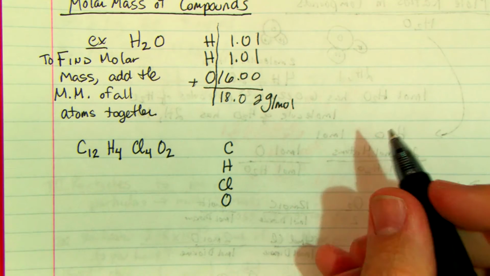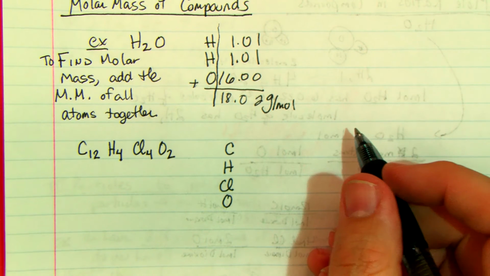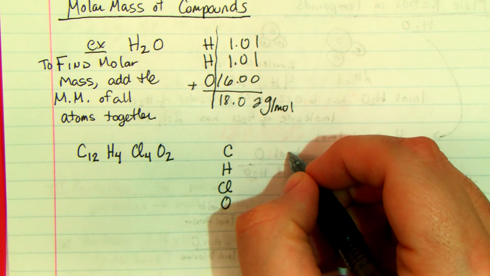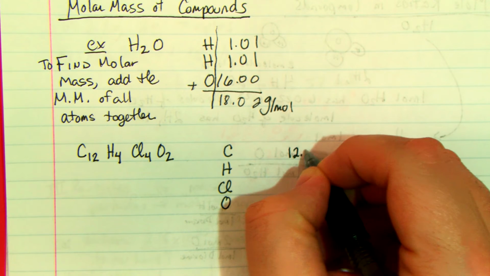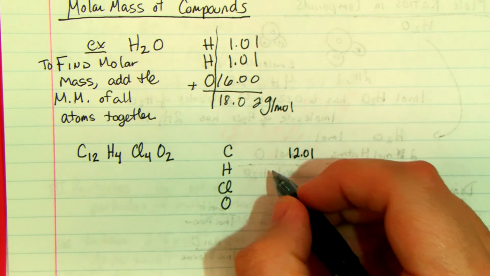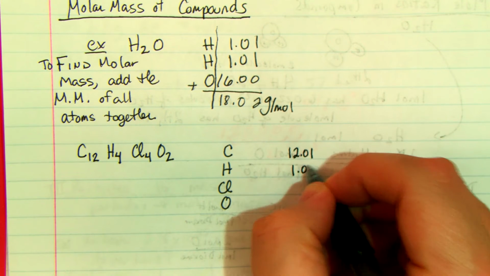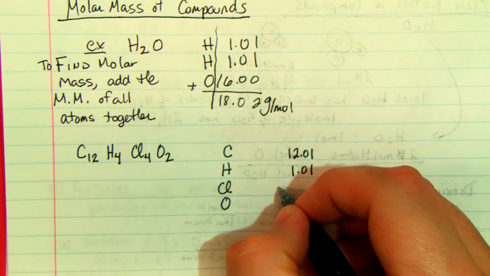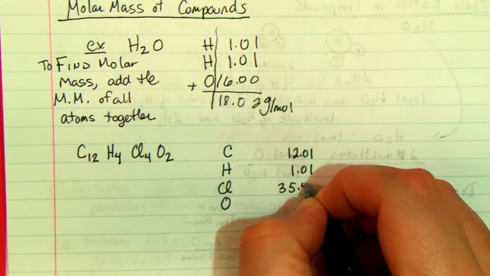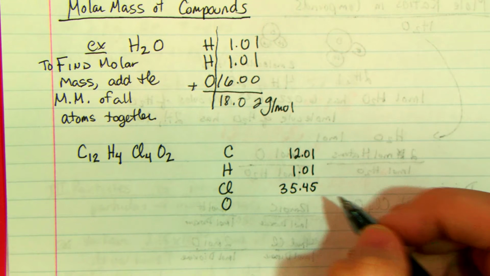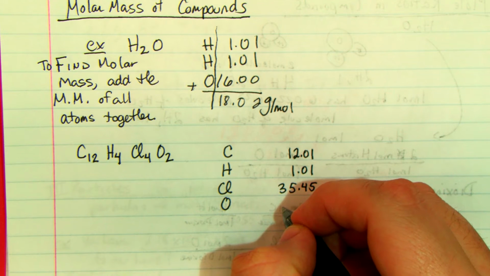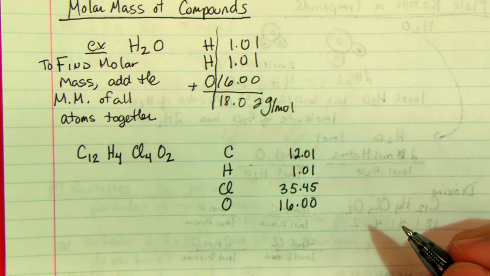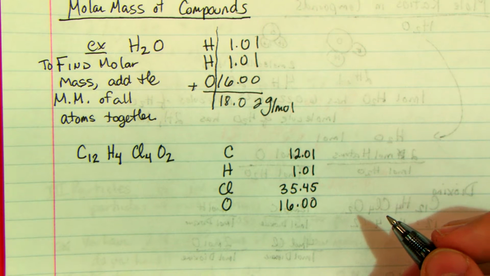Can we multiply it? Now, carbon is 12.01 grams. Hydrogen, we know, is 1.01. Chlorine, 35.45. And oxygen is 16.00. If I were you, I would kind of remember that oxygen is 16.